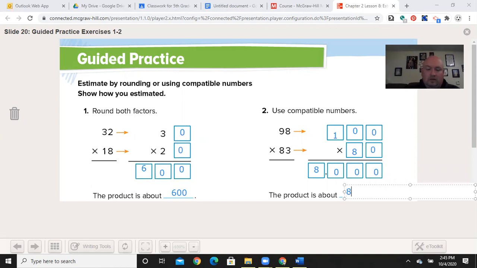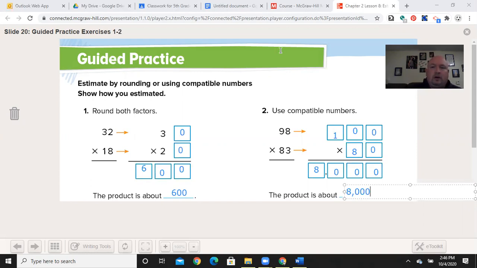Means my product is about 8,000. You'll get the swing of this pretty quickly. Sometimes we have to fight the urge to round everything because that's kind of what we're taught as younger students. But now with the compatible numbers, we have a few more options in certain situations. Make sure you're reading the directions very carefully to know which one they're asking you to do. And once you're in the real world, it'll depend on the situation which way you're going to do it.